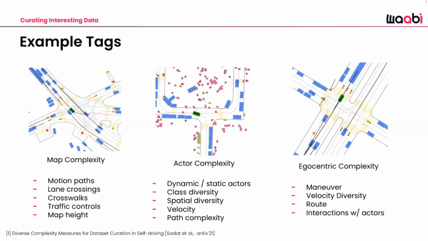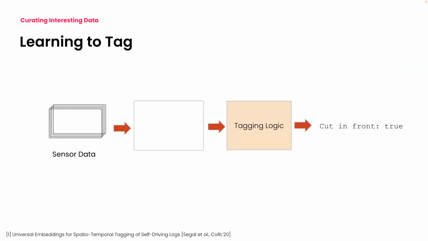Now, this rules-based system can be very powerful, but it does require significant engineering to actually write this kind of tagging logic. And the tagging logic itself, at the end of the day, is handcrafted. So in many cases, it could be brittle to things like noisy perception outputs or changes in your models.